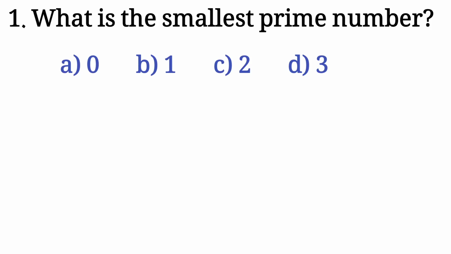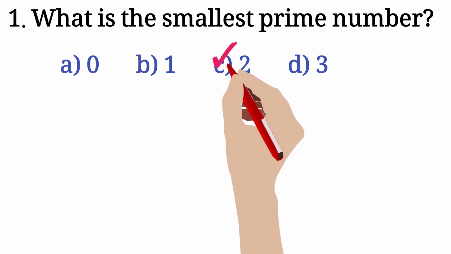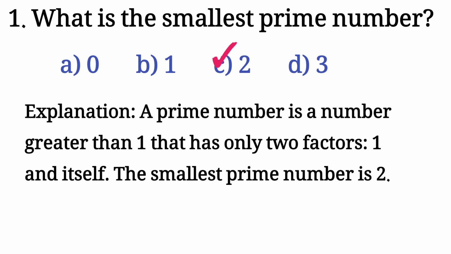What is the smallest prime number? The correct option is option C, 2. A prime number is a number greater than 1 that has only two factors, 1 and itself. The smallest prime number is 2.